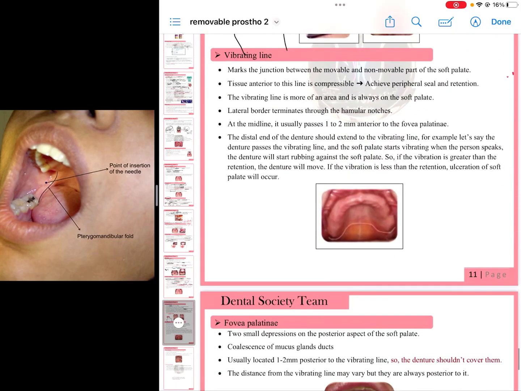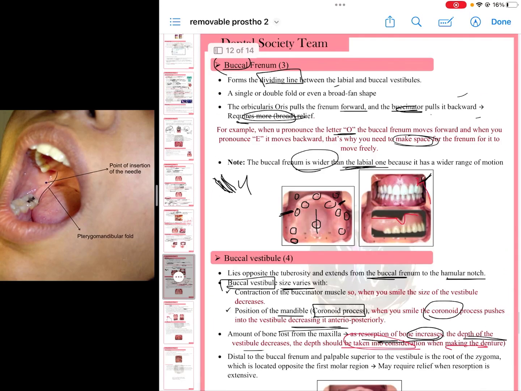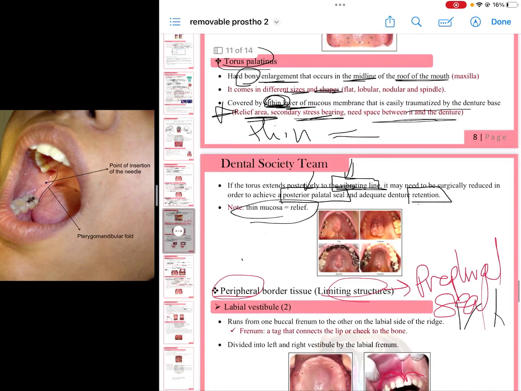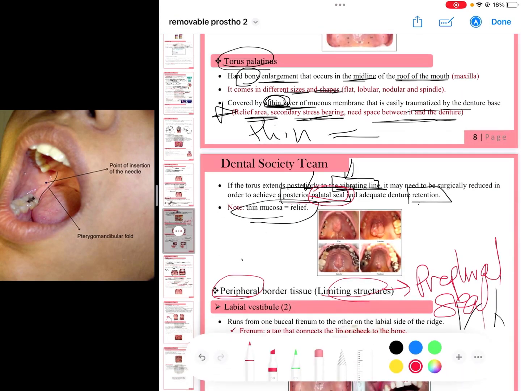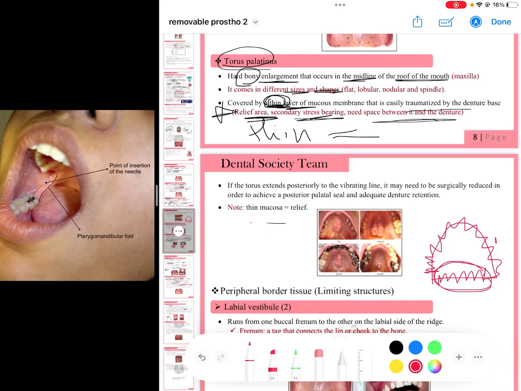Now let's talk about something else: the vibrating line. Remember these words; we are going to talk about them in a few minutes. We talked about the posterior palatal seal, but it's the same concept as the peripheral seal. From the sides of the maxilla, I can achieve the peripheral seal. From the posterior palatal part, I can achieve the posterior palatal seal. When you want to close a bottle, you have to close it from all the sides.